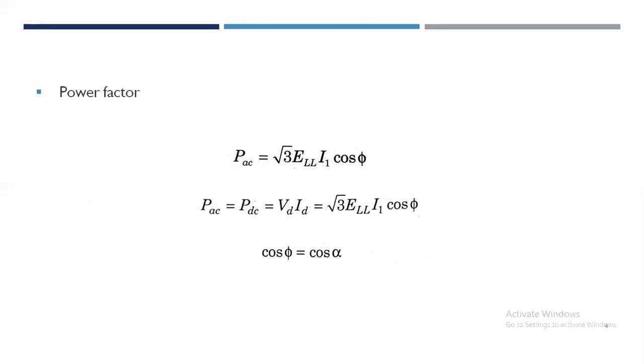The reactive power requirements are increased as alpha is increased from 0 and are reduced from 180 degrees. When alpha is equal to 90 degrees, the power factor is 0 and only reactive power is consumed.